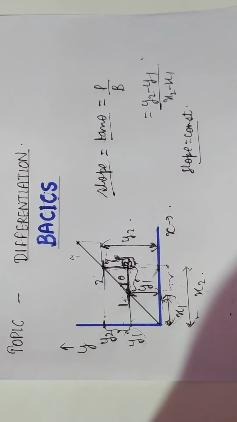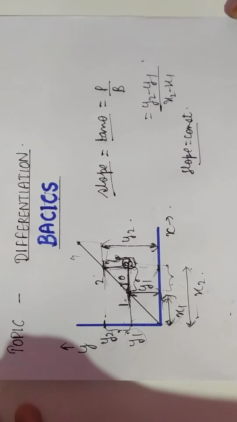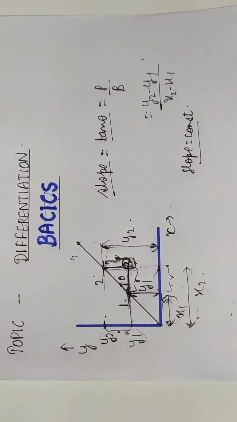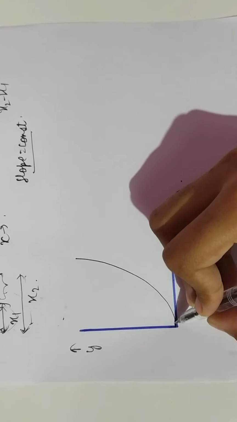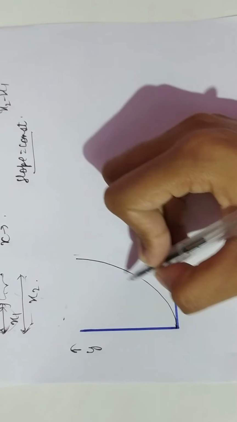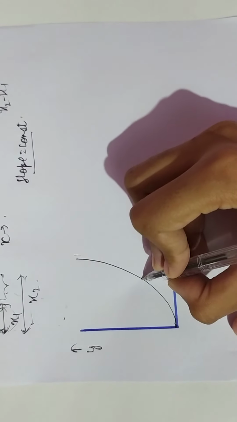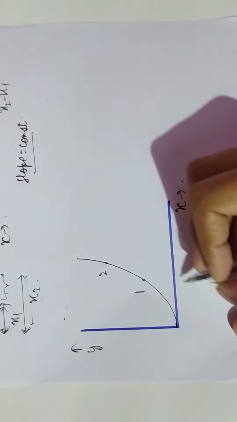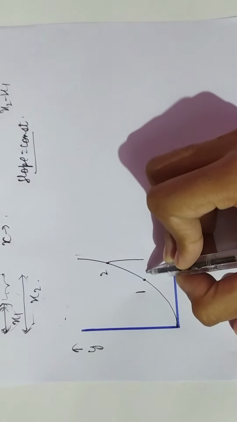In this case we had a line. Now if you want to find the slope of a curve, see this curve. We are given a curve like this, and we want to find its slope. First, let us assume in the same way that this is point 1 and this is point 2, and we want to find the slope between these two points.